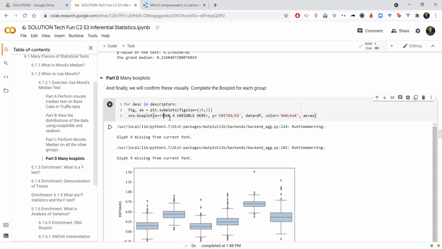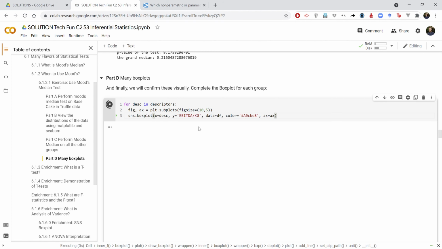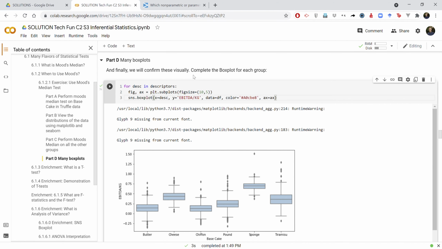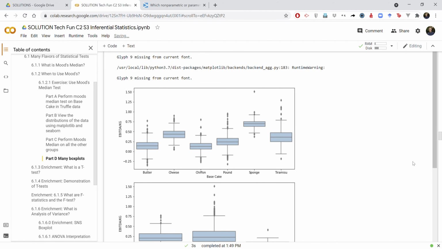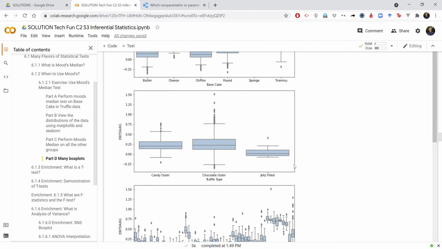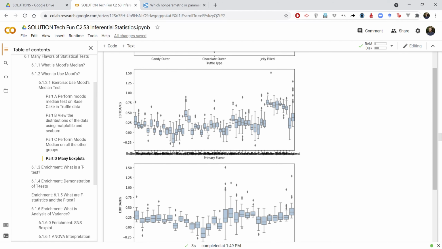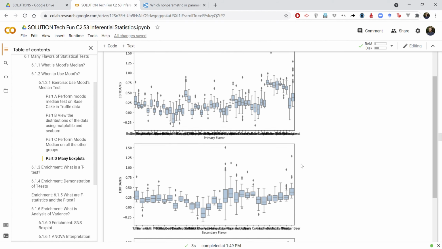So again, we took what we did in parts A and B, and we're just throwing them into a for loop. So my X variable here will just be desc. All right, so we have our base cakes looking very different from one another. Our truffle types looking a little more similar, but jelly filled looks quite a bit different from candy and chocolate outer. Our primary flavors, our label is hard to see. This might be something we would consider changing down the road, the way these labels are written out.